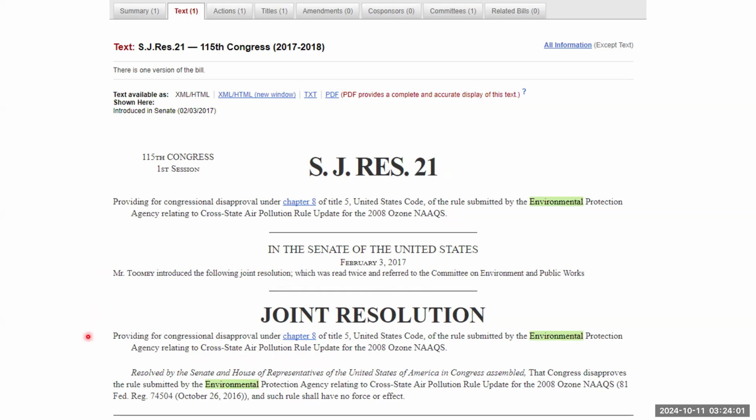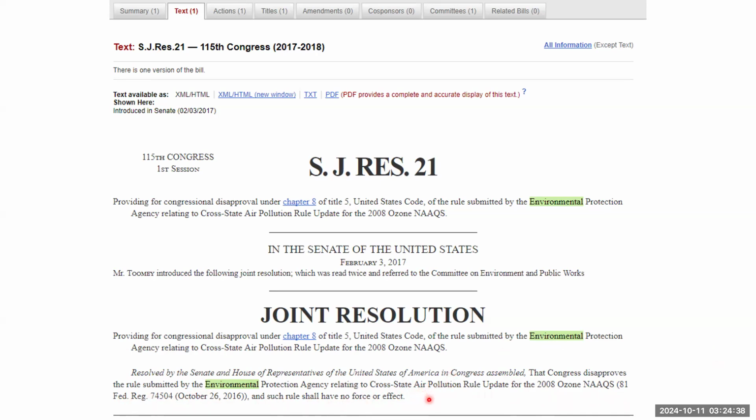But Mr. Toomey is going to introduce the following resolution before the Committee on Environment and Public Works. And he wants this resolution to say that Congress disapproves of the rule submitted by the EPA relating to the cross-state air pollution rule update for the 2008 ozone National Ambient Air Quality Standards, Federal Register 81, number blah, blah, blah, such that the rule has no effect. So this was submitted. I don't remember if it was actually passed or not.